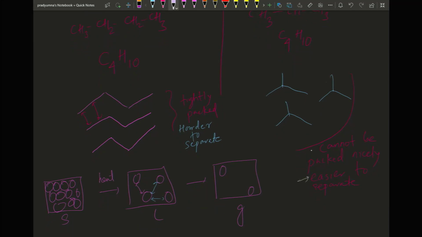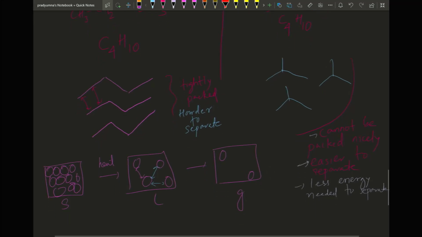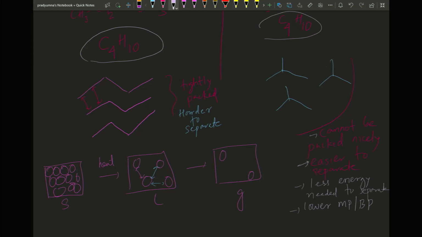What does that mean? Less energy is needed to separate. If you have to apply less heat, they should have a lower melting point and boiling point. You have to compare molecules of the same molecular mass, and both of them are C4H10. Because these cannot be packed tightly, it's easier to separate. Less energy is needed to separate, which means it should have a lower melting point and boiling point. Good. So let's do another quick example.